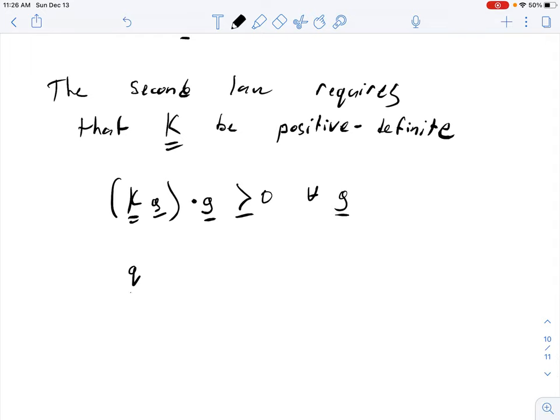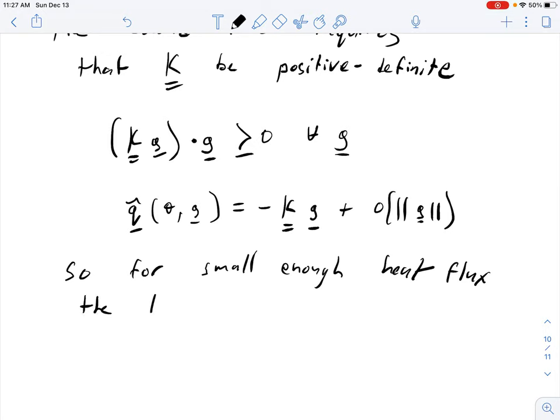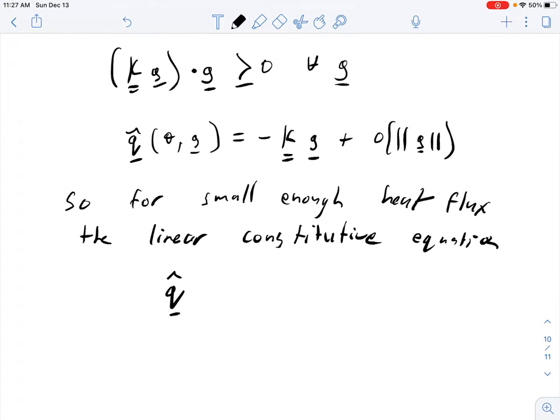All right, so we have that q hat of theta and g is equal to minus K g plus things that vanish faster than the temperature gradient for small enough heat flux. So for small enough heat flux, the linear constitutive equation q hat of theta and g equal to minus K g does a pretty good job.